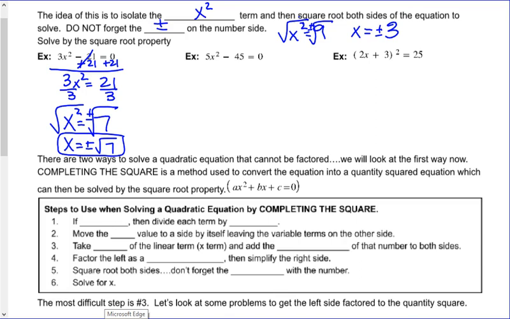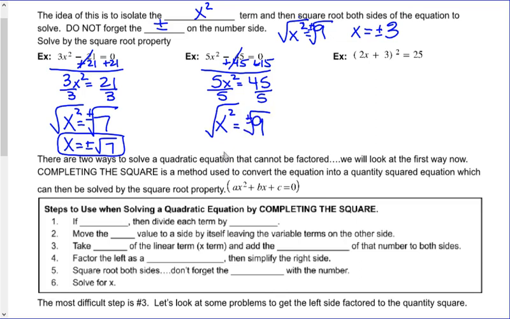Okay? Now, let's see if we could get this by itself. Well, we're going to add over that 45. And then I get 5x squared equals 45. I'm going to divide by the number next to that x squared term. So I get x squared is equal to 9. So I kind of got what I just had up there. Square root both sides, plus or minus on the right side, therefore x equals plus or minus 3, and that would be my final answer.